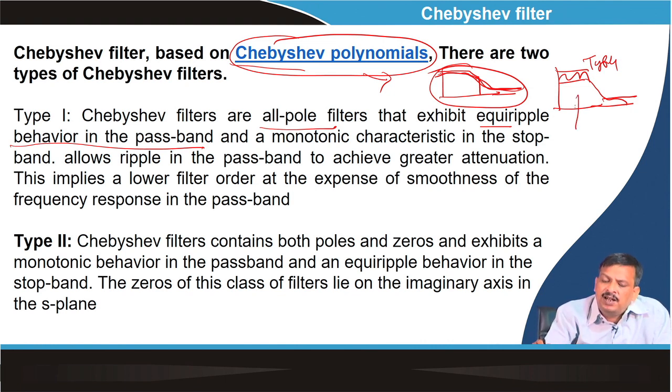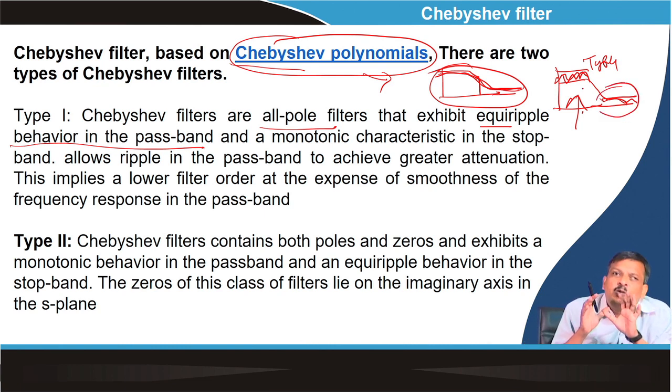What are the properties of this type of filter? This is an all pole filter. It is equiripple in the pass band and the stop band is monotonic. Since the stop band is monotonic, there is no ripple, so the attenuation in that stop band is very good. So when I require very good stop band attenuation, when I want to design an application where the stop band should be almost 0, then I use the type 1 Chebyshev approximation, the type 1 filter.